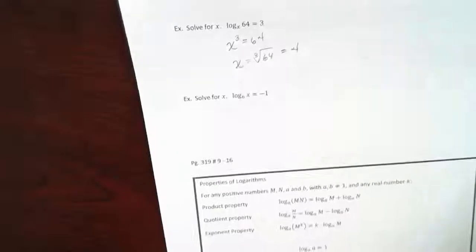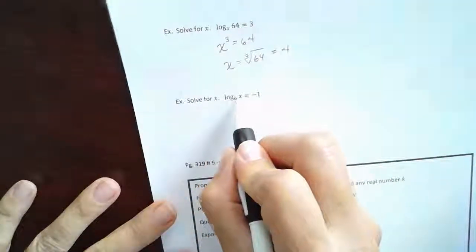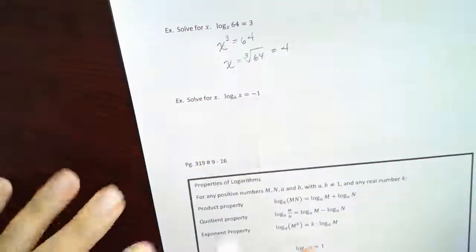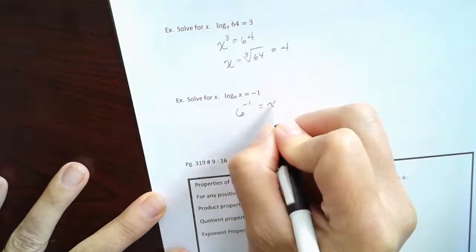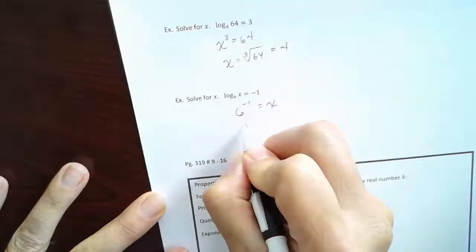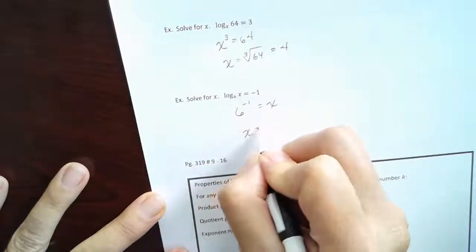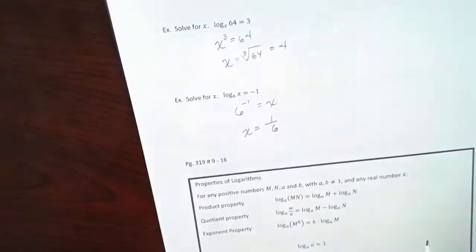For the next example, it says solve for x. I have log base 6 of x is equal to negative 1. Let's convert this to exponential form. The base is 6, the power is negative 1, the argument is going to be x. So then if we rewrite this without the negative exponent, it's just going to be x is equal to 1 over 6 to the positive 1, which is just 1/6. All right.